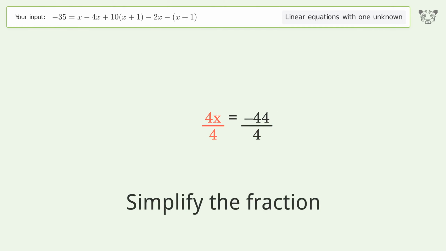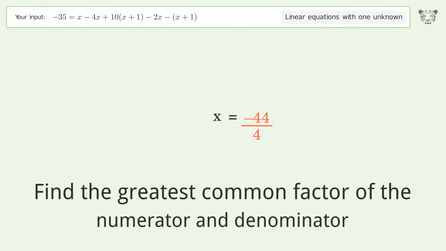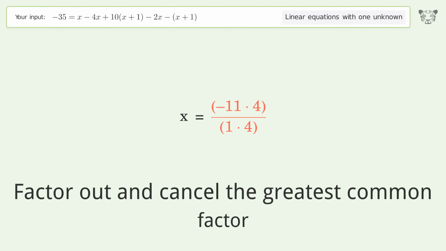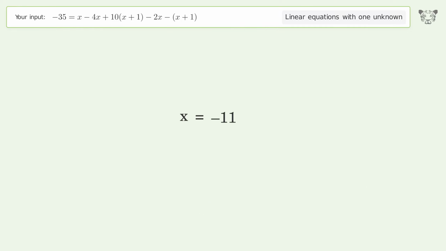Simplify the fraction. Find the greatest common factor of the numerator and denominator. Factor out and cancel the greatest common factor. And so the final result is x equals -11.